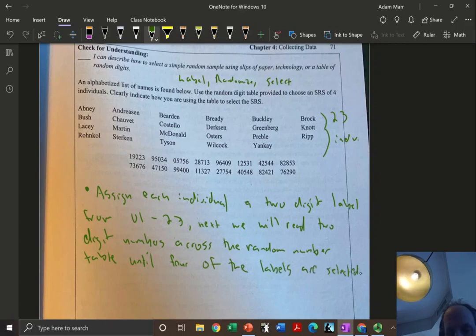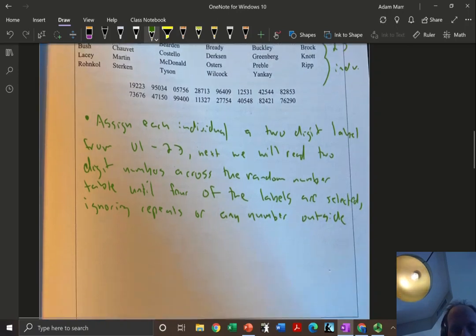And remember, we're ignoring repeats or any number that's outside 1 to 23. Sometimes the book will say ignoring numbers from 24 to 99, but I find it easier just to say ignoring anything outside of what we're actually looking for, 1 to 23. Either way is okay. So let's go and actually do this.